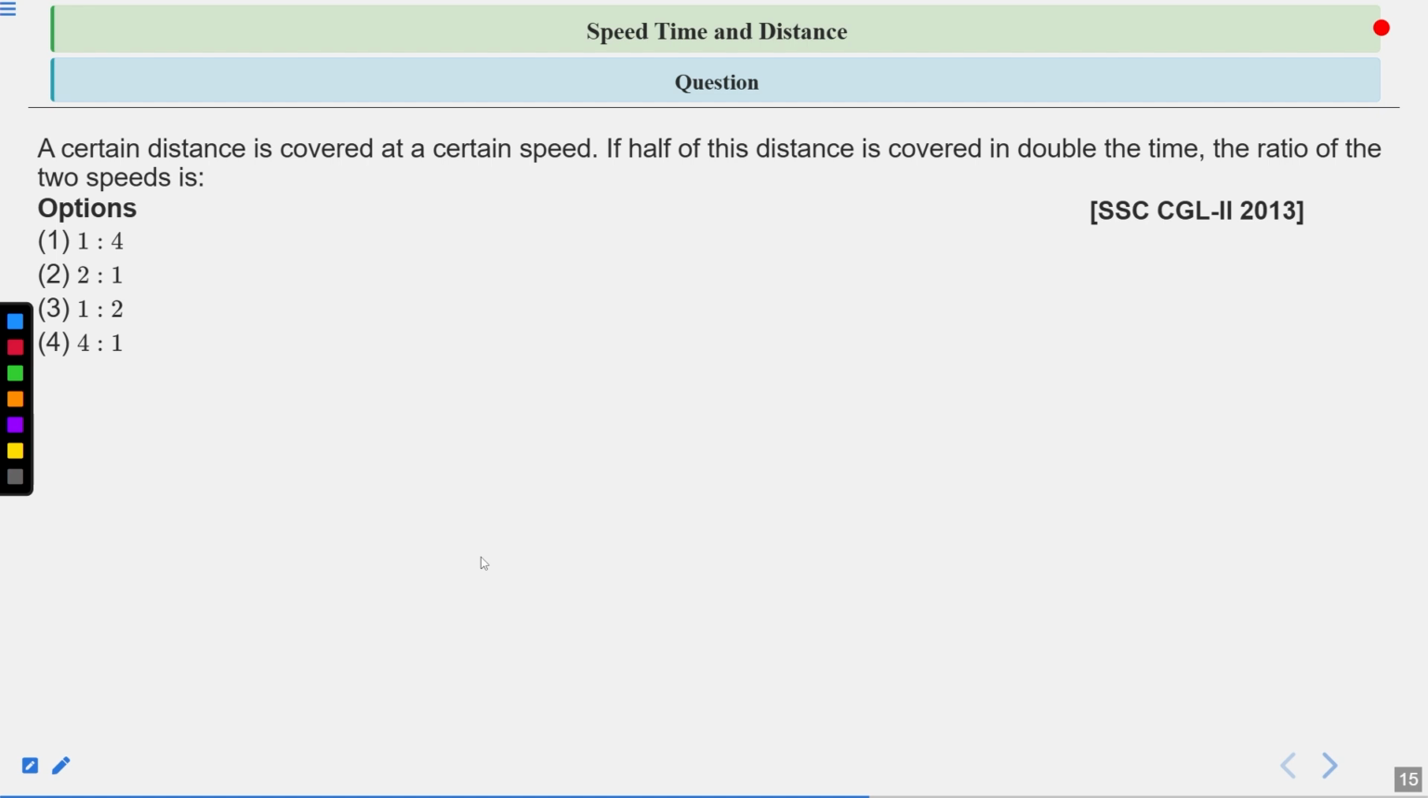A certain distance is covered at a certain speed. If half of this distance is covered in double the time, the ratio of the two speeds is? This question was asked in the SSC CGL Tier 2 exam in 2013. There are four options. First one is 1:4, second is 2:1, third one is 1:2, and fourth one is 4:1. Now you have 10 seconds to analyze the question. Your time starts now.